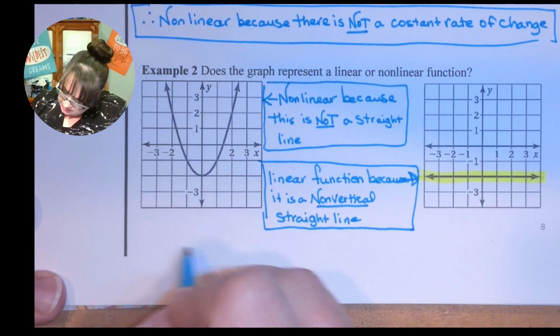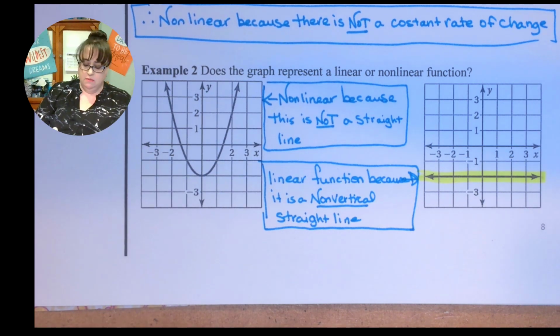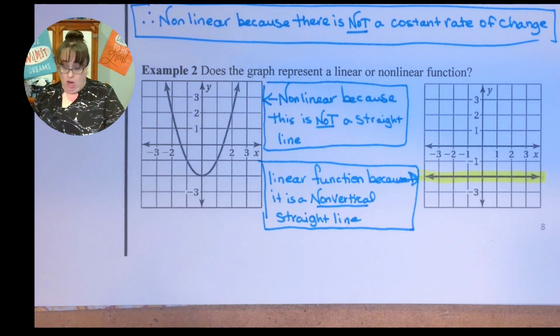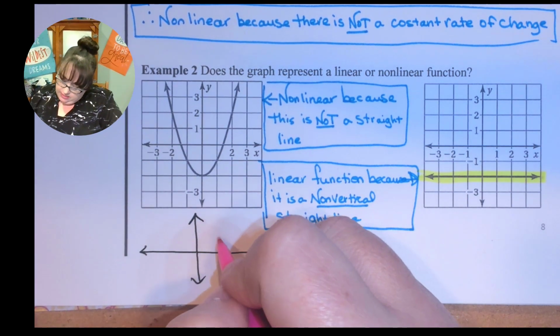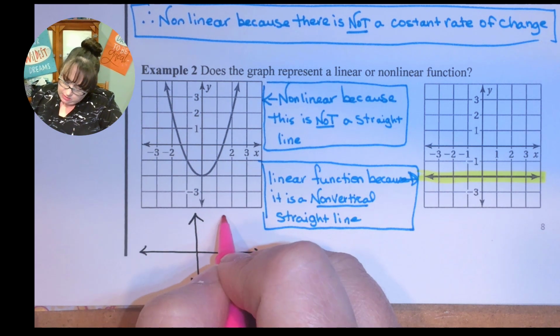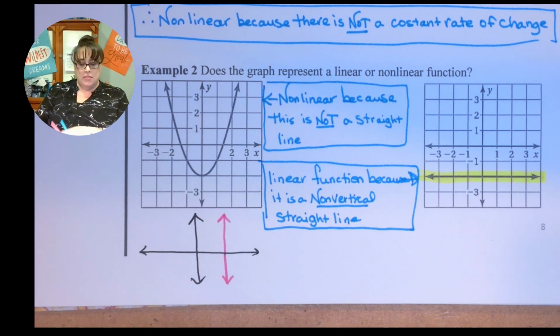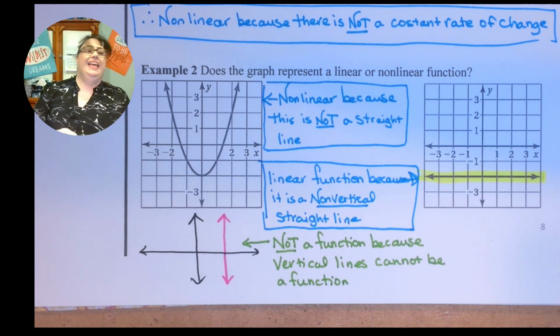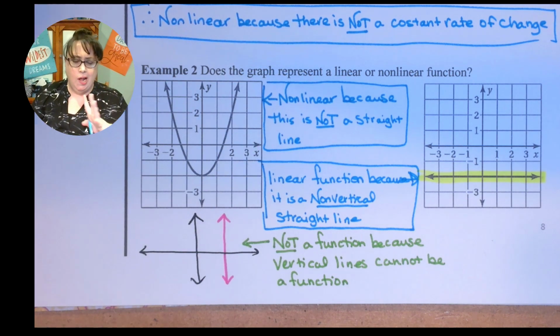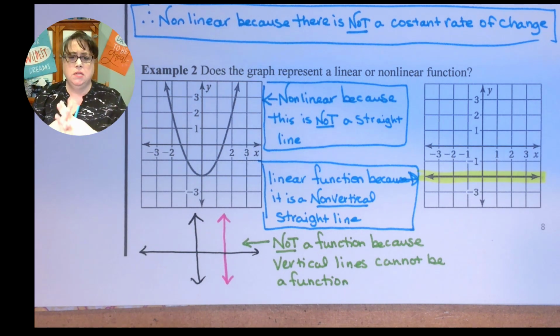So it's not on here, but let's go ahead and draw a quick sketch. I'm going to show you what I mean when I say non-vertical. So there's our x and y axes. Give yourself this as the line we're going to talk about. That there is not a function because it is a vertical line. Vertical lines cannot be a function. So it's nothing to do with linear or nonlinear, just a reminder that vertical lines cannot be a function. A lot of people forget that, and I just want to give us that quick reminder.